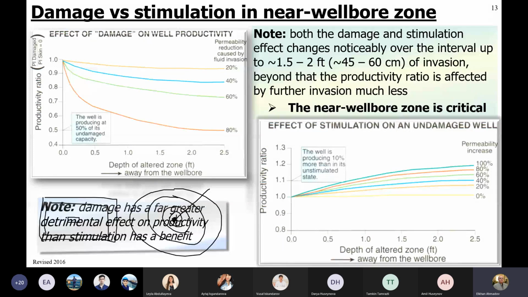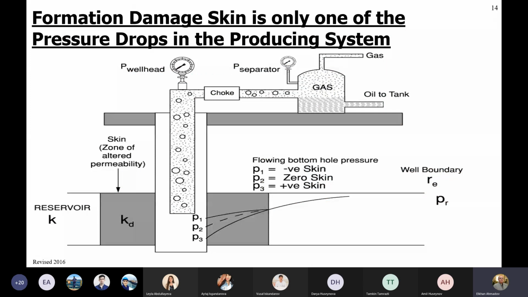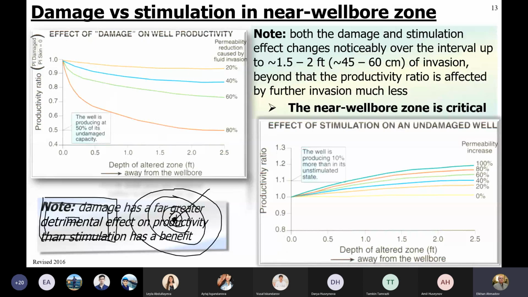Any more questions? Let's continue tomorrow then. Tomorrow we'll continue on this formation damage, and we'll try to go further. We are moving very slowly.